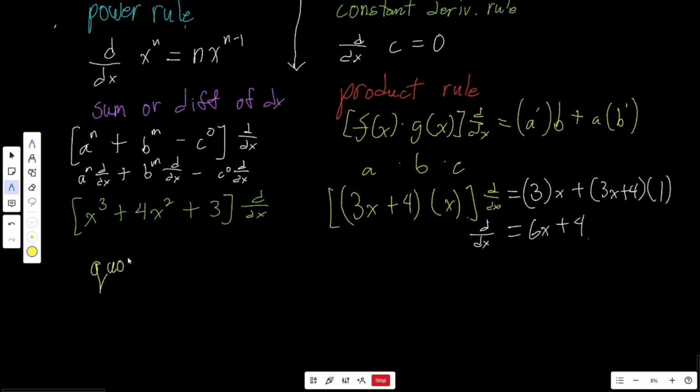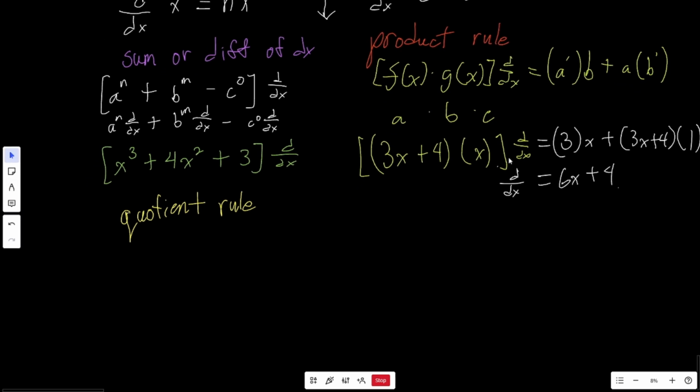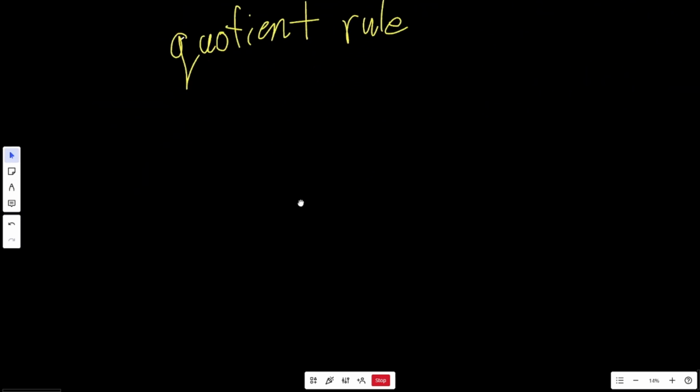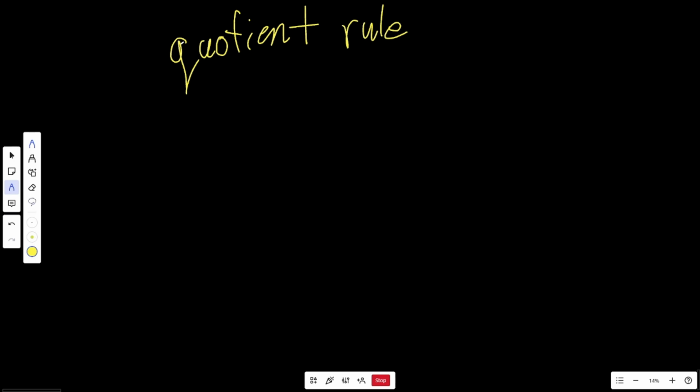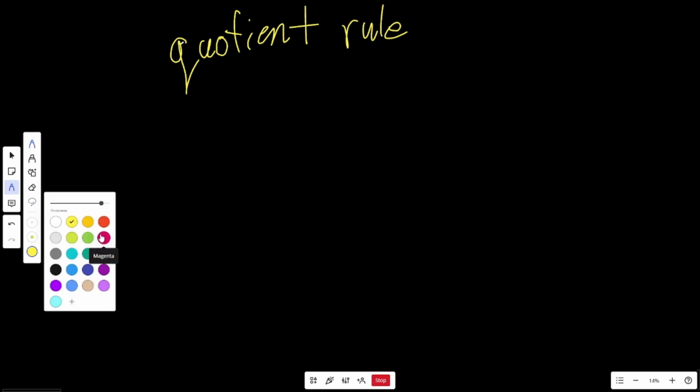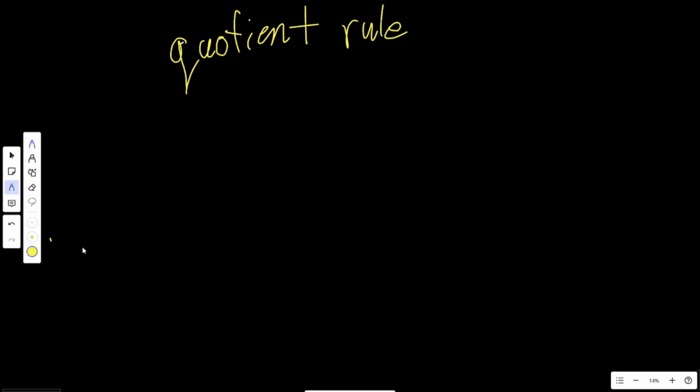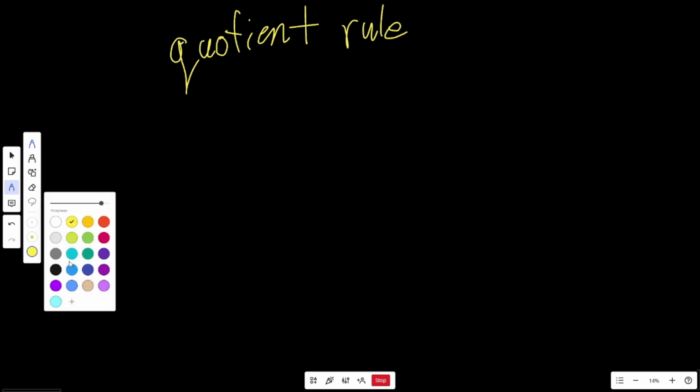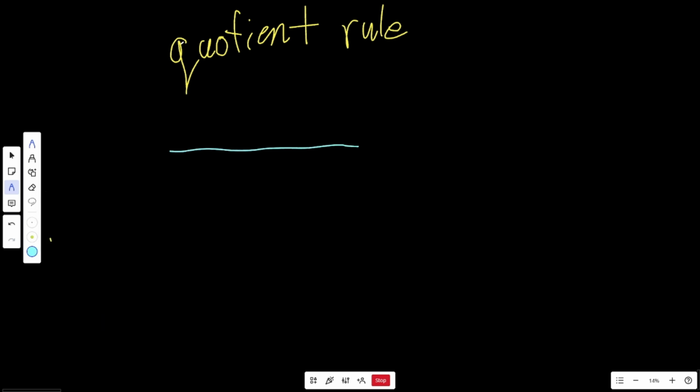Quotient rule. So for the quotient rule, as opposed to multiplication, obviously we're dividing functions. So the instance when this is used is going to be, let me use a new color. Anyway, f of x over g of x. This is when it happens.